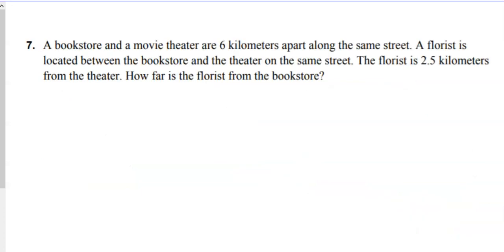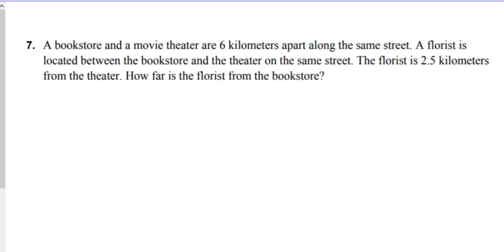All right, so let's try the word problem here. A bookstore and a movie theater are 6 kilometers apart along the same street. A florist is located between the bookstore and the theater on the same street. The florist is 2.5 kilometers from the theater. How far is the florist from the bookstore? Now I know that's a little wordy, but the first thing that you want to do is read it, and then we're going to go back and draw a diagram, taking it sentence by sentence and forming a diagram.